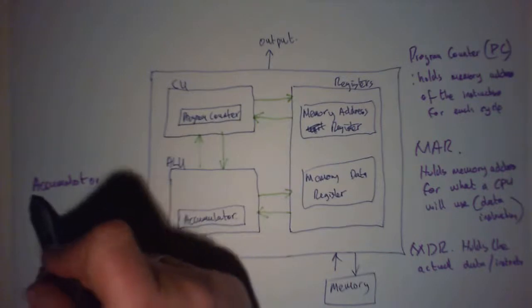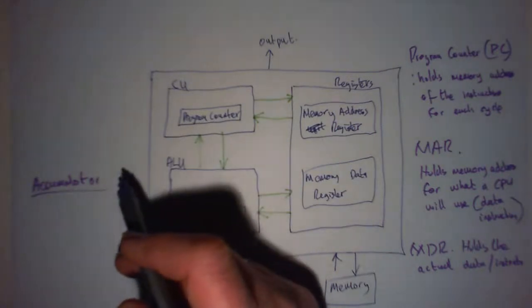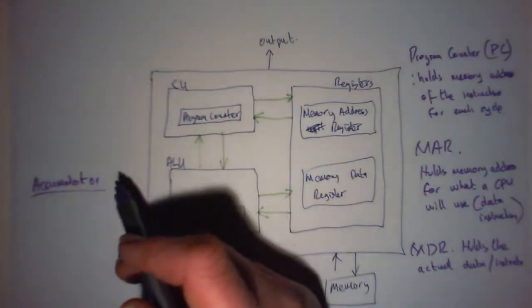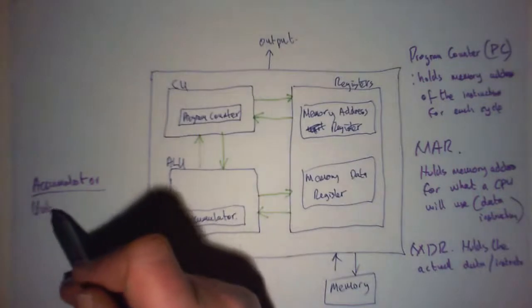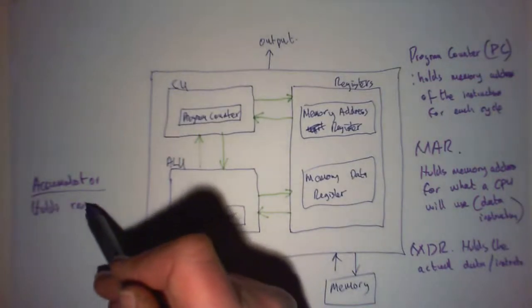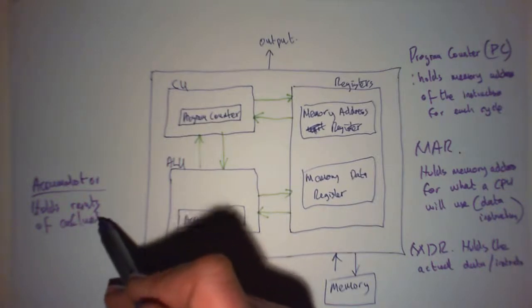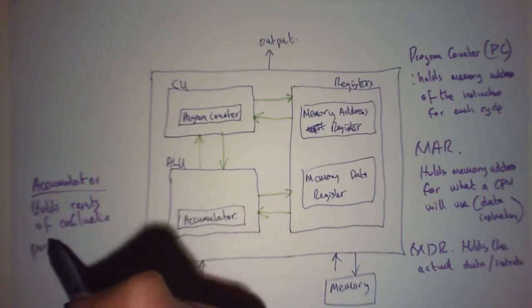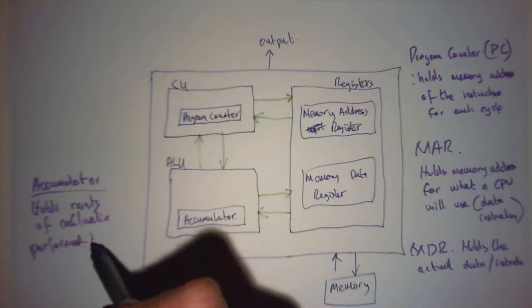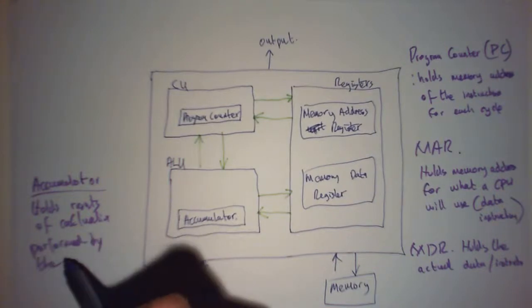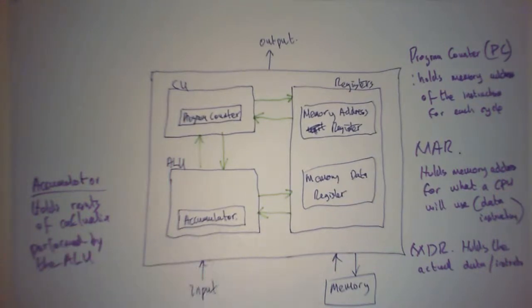Accumulator. The accumulator holds the results of calculations performed by the ALU. Okay, so it holds like a rolling total, it keeps it going. Okay, and the cycle continues.